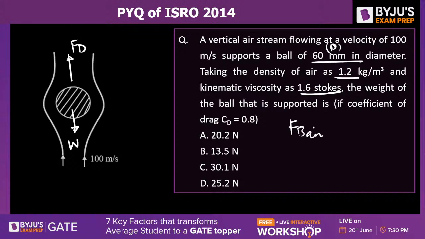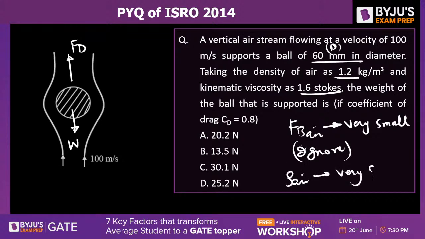Buoyant force by air is very, very small, because the fluid is air. That is the reason the buoyant force of air is very, very small. We can comfortably ignore the buoyant force by air. If it had been some oil or any other fluid, then along with the drag force, the buoyant force should also have been there. All right? Getting it or not? Because the density of air is very small.